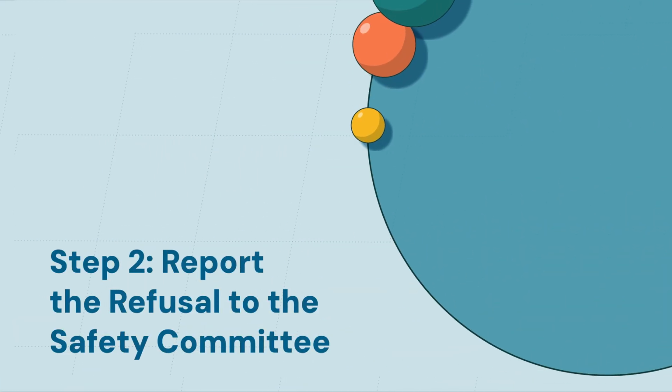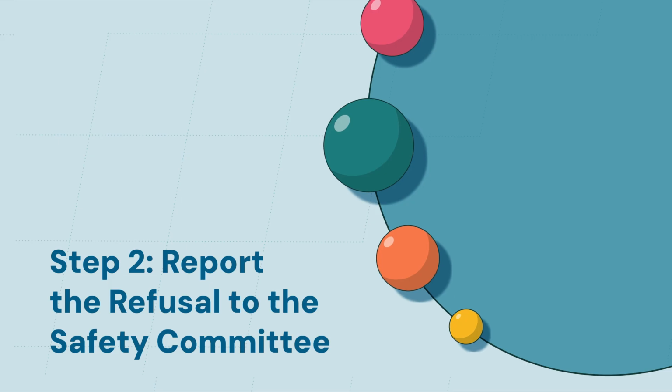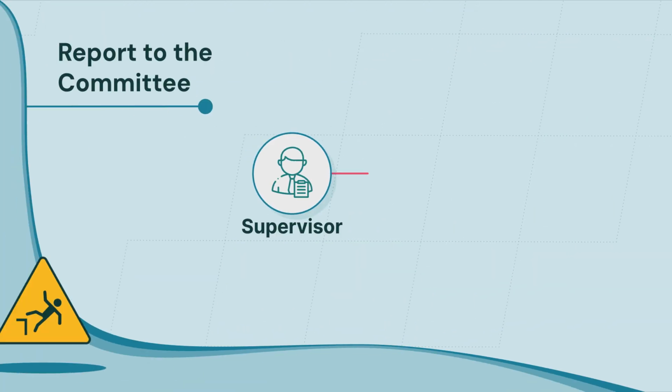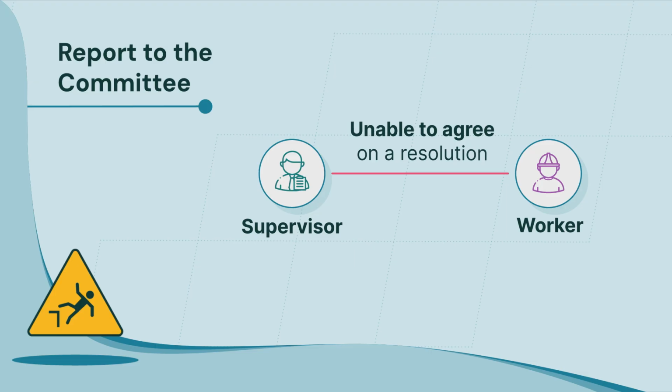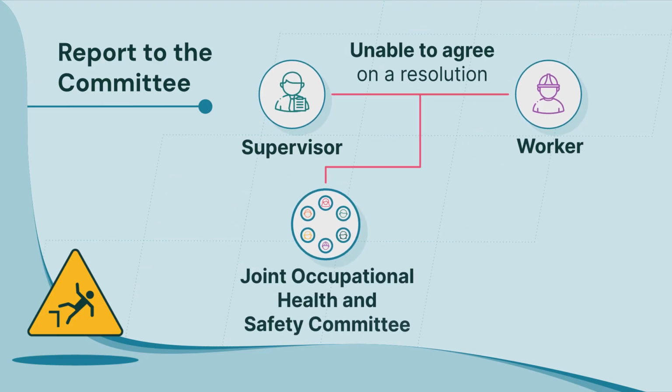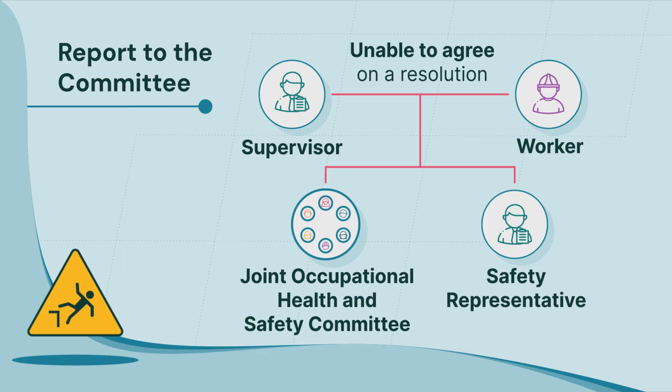Step 2. Report the refusal to the safety committee or a committee representative. If the supervisor and the worker are unable to agree on a solution, the worker must refer the matter to the Joint Occupational Health and Safety Committee or the safety representative to help assess the situation and attempt to resolve the issue.